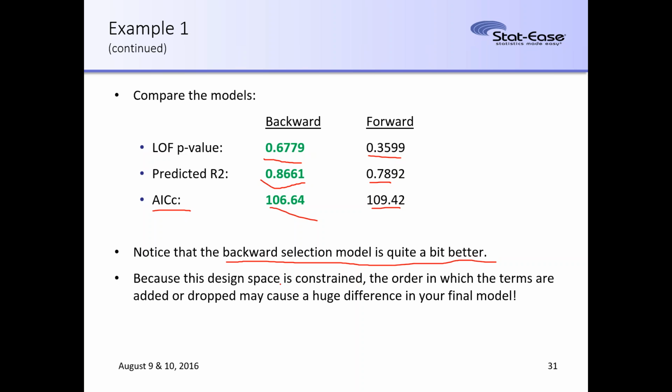Because the design space is constrained, the order in which terms are added or dropped may cause a big difference in your final model. This happens all the time when you have constraints on your design space, or if you're working with a mixture, or if you have a design that's not balanced.